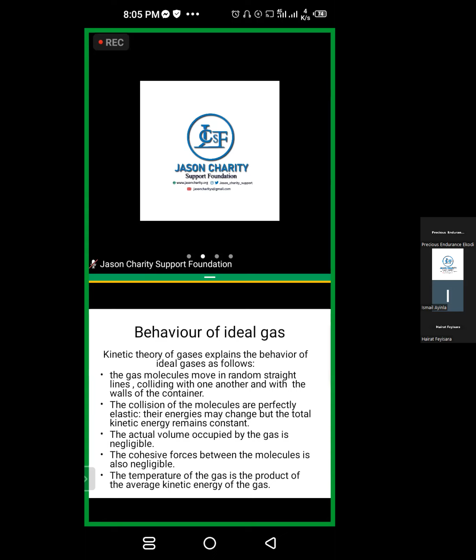I know many of us have seen where they play snooker. The first ball that is hit by the stick carries an amount of force and hits other balls. It's not that the energy is lost by that ball, but it is transferred. So that is the elasticity we are talking about. When the gas particles hit each other, they transfer this energy. Energy is not lost.